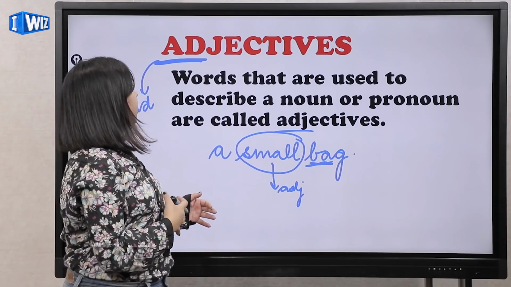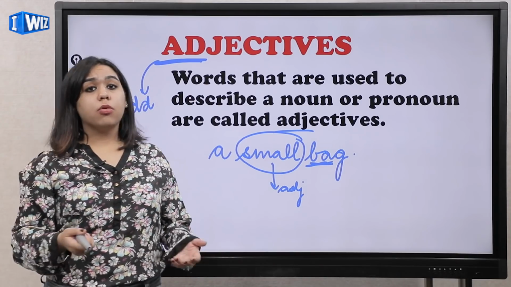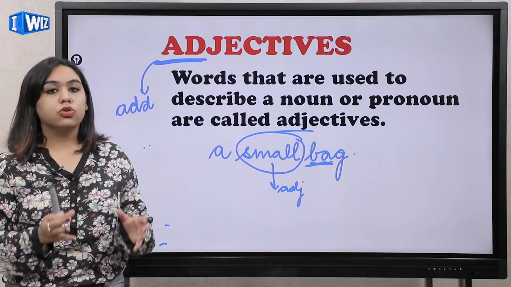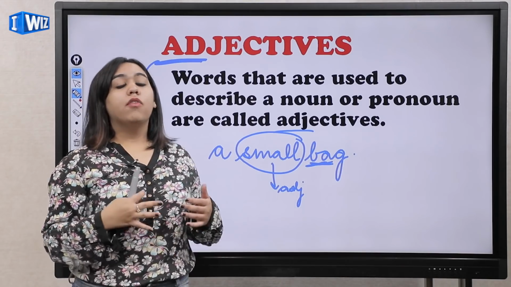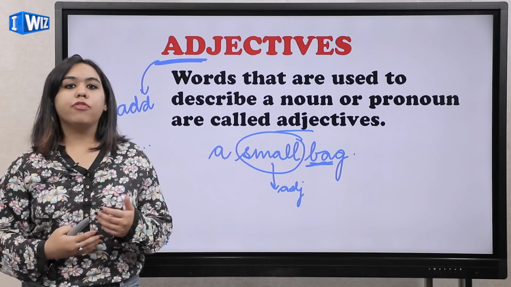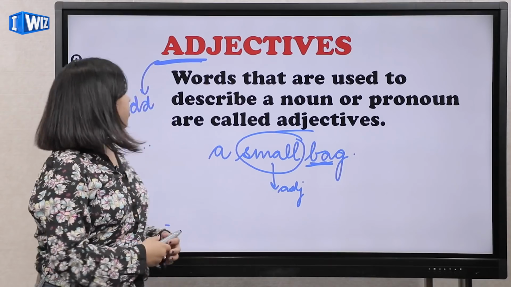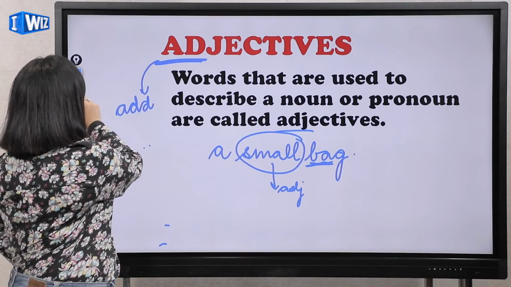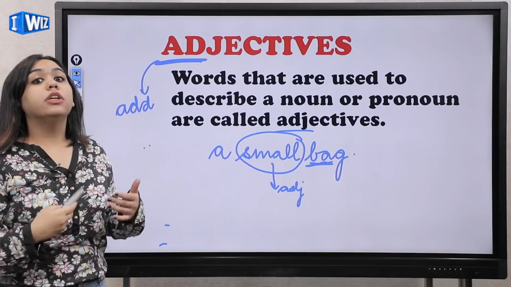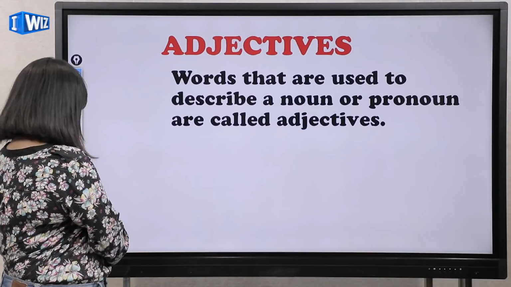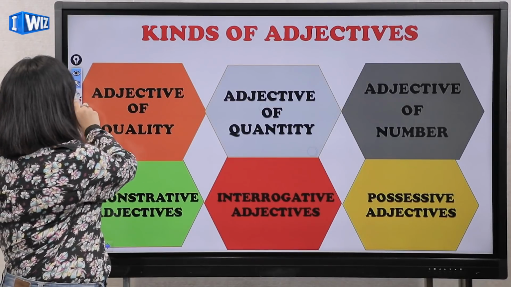Okay. So if I say, let's talk about a dog. If I say a black dog, so black would be the adjective, whereby we are describing more of a noun or a pronoun. So I hope it's clear to you, and we'll be moving on to types of adjectives now. Okay, let's move on. Now, kinds of adjectives.